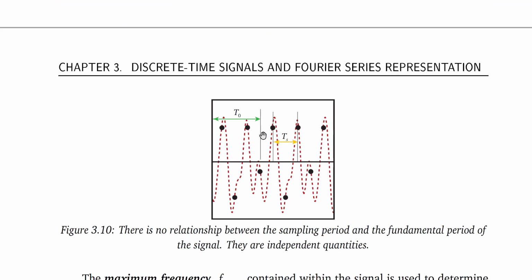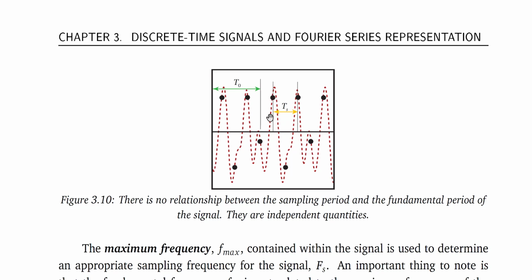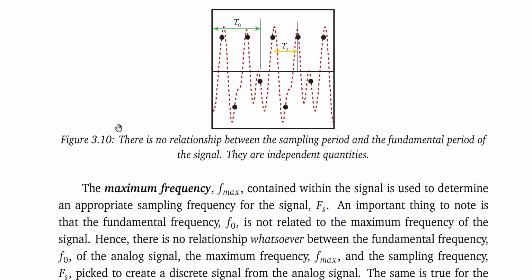They're independent quantities. One is a property of the signal, and the other is something external because we decide how fast to sample a signal. So TS, sampling time, we can change. But T0 is the property of the signal itself, and most likely cannot be changed.